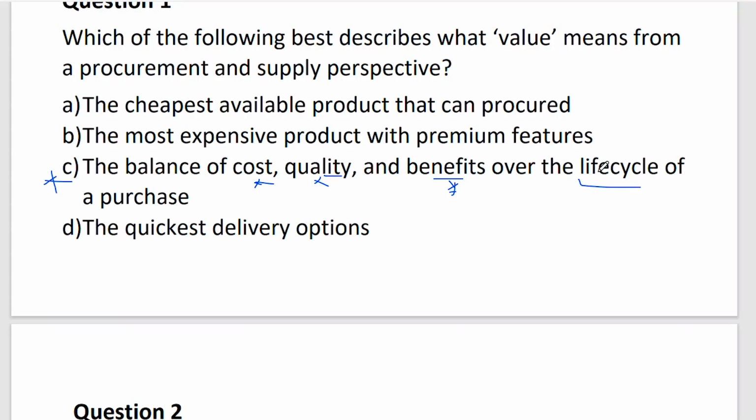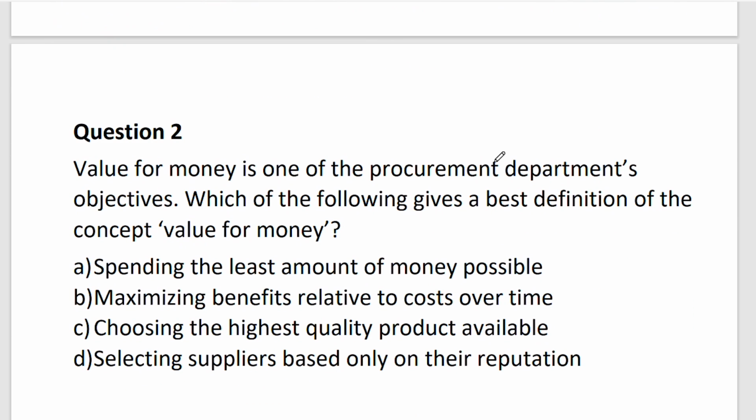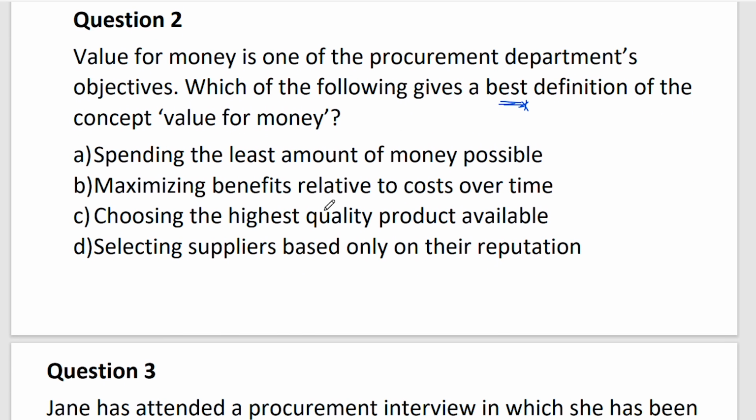So let's move on. Question 2: value for money is one of the procurement department's objectives. Which of the following gives a best, so that's the key thing, a best definition of the concept value for money. Normally, if a question has this sort of thing, it means all those answers are probably going to look like they are true, but then we are looking at the best. So a best, value for money.